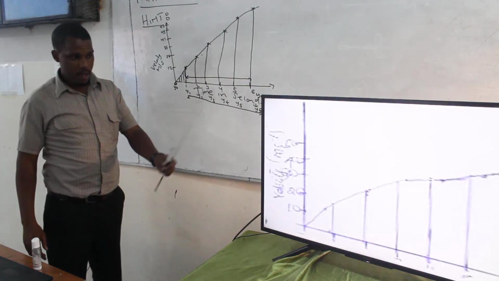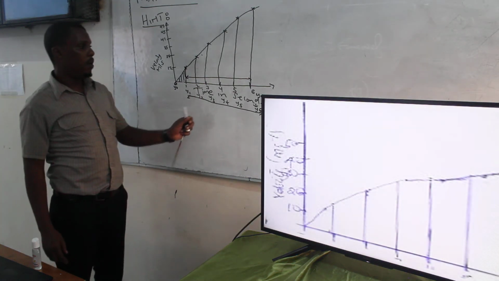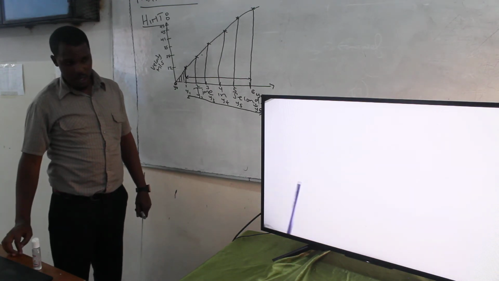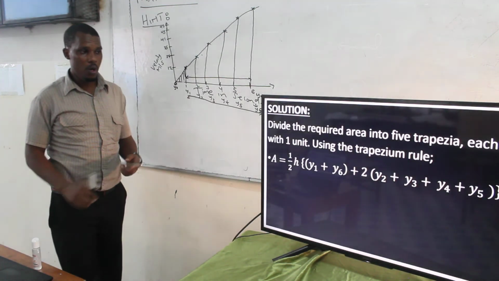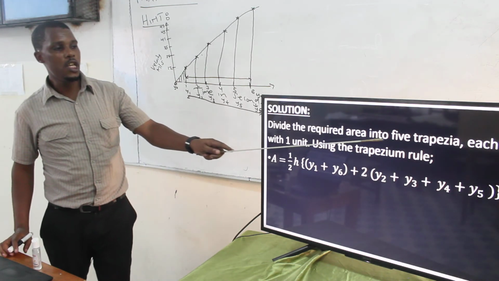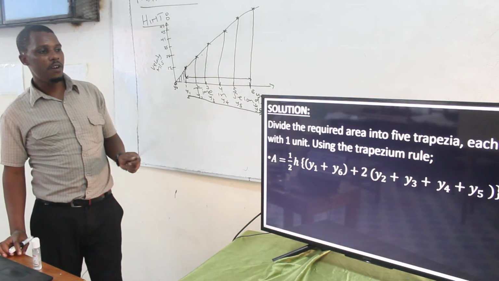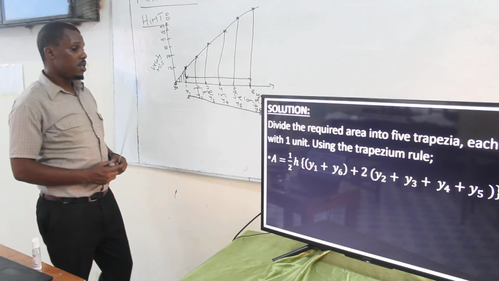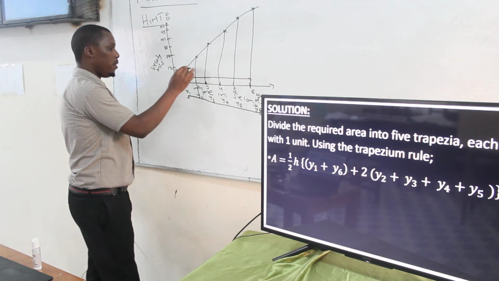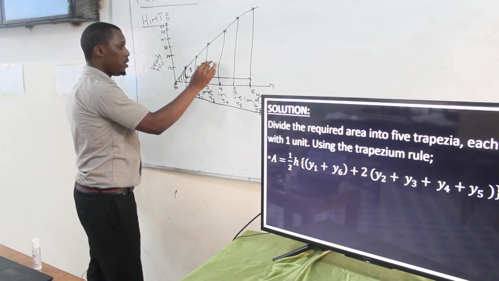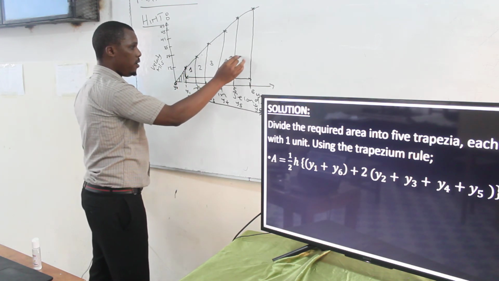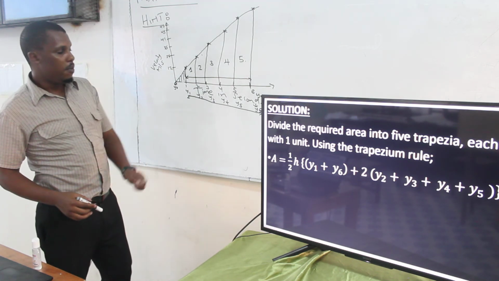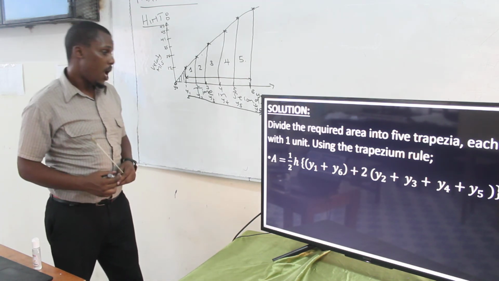I don't know whether it is clear there in my notes, but you can see it on the board. So, in the case of the solution, divide the area required into 5 trapezia, each with 1 unit, using the trapezium rule. So these are the 5 trapezia we are using. This is number 1, this is number 2, this is number 3, number 4, and then that is number 5.